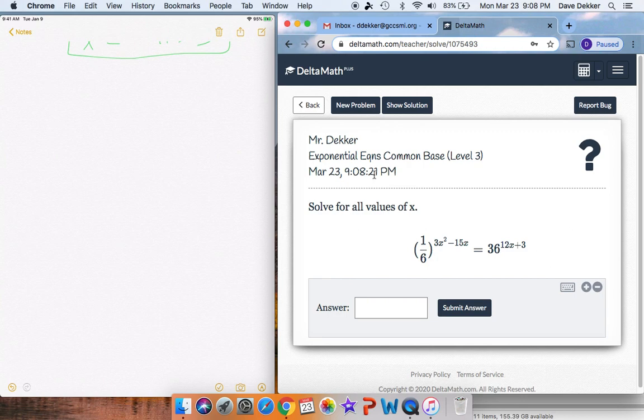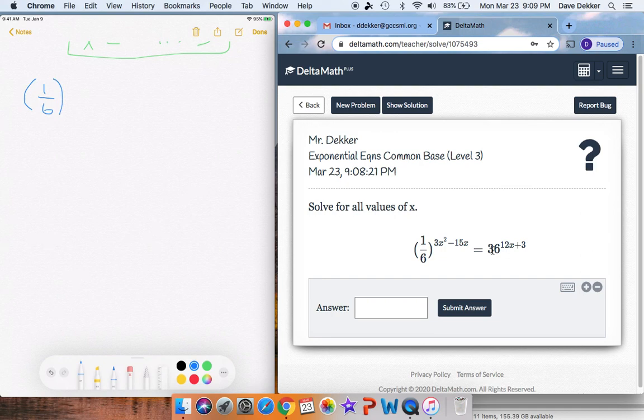So for this one, you see a 1 over 6 as a base and a 36 as a base. The emphasis here is at least one of them is going to be a fraction like this. Okay, and you might have to stare at it for a little bit. You might have to try some things on your calculator, but I think in this case it's pretty easy to see our base is probably going to be 6. Okay, this is 6 to the negative 1. This is 6 squared.